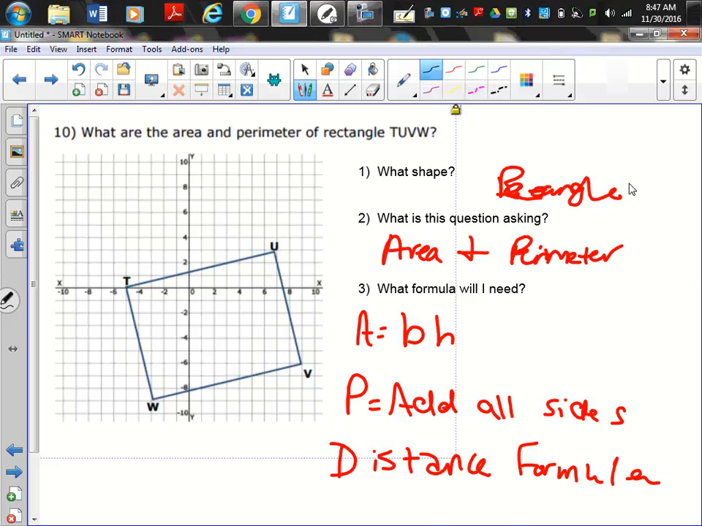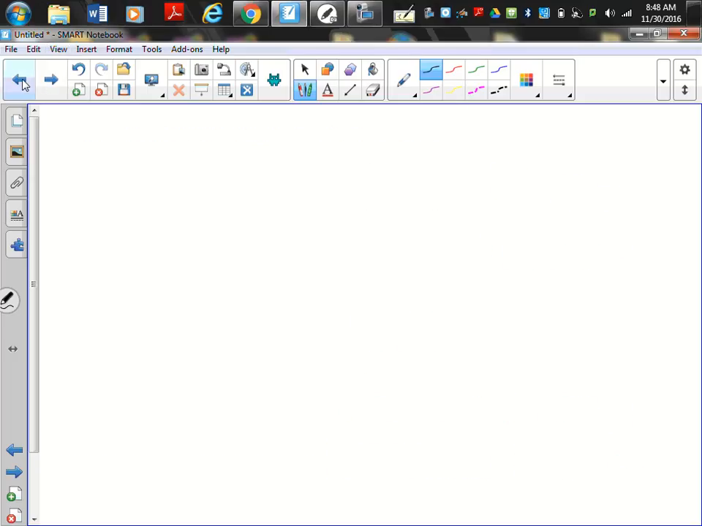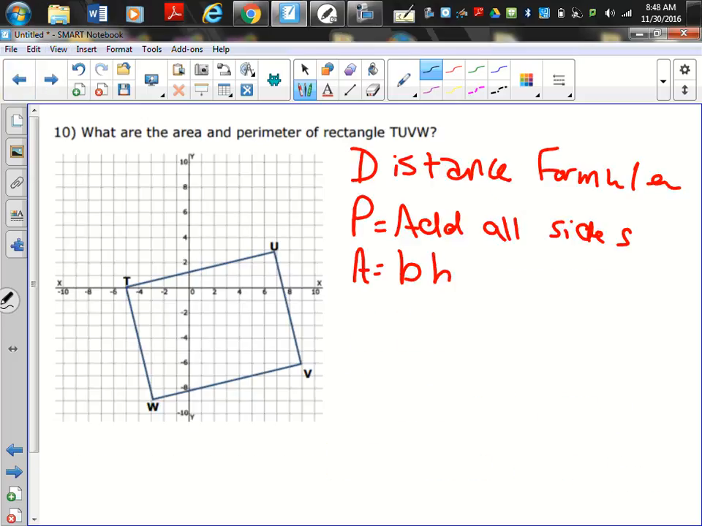Alright, so this is where we stopped before we took our break. We had determined we had a rectangle. We were looking for the area and the perimeter, and we determined the three formulas that we needed. So first thing it says is I must have the distance formula. In order to do the distance formula, I've got to do something else first.